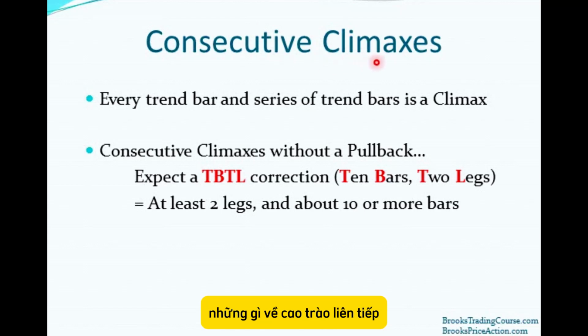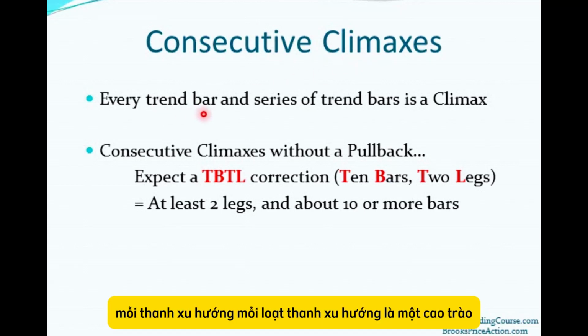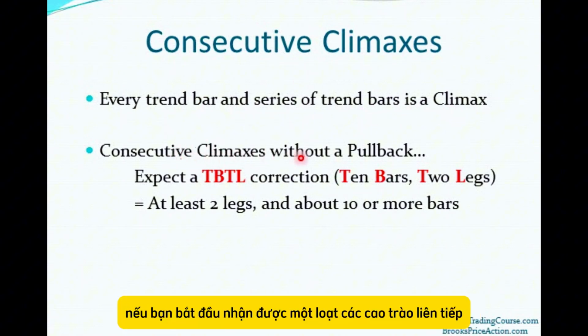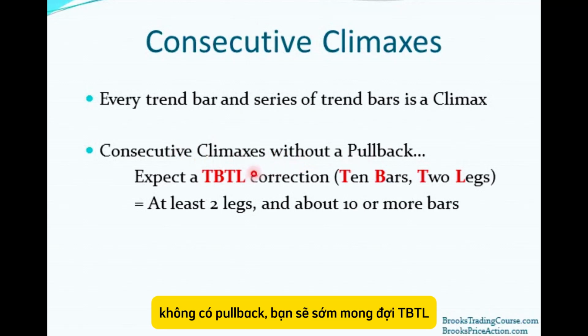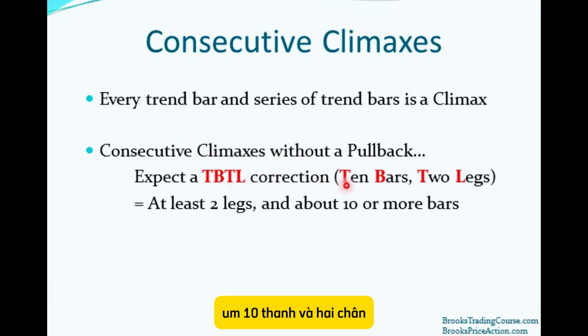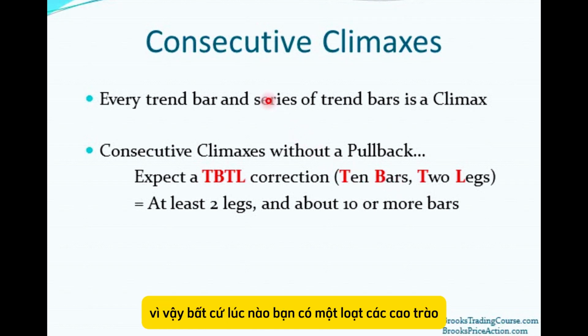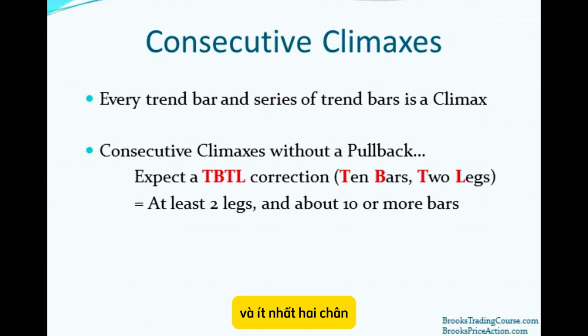What about consecutive climaxes? I mentioned that a moment ago. Every trend bar, every series of trend bars is a climax. If you start to get a series of consecutive climaxes without a pullback, you should soon expect TBTL, 10 bars and 2 legs. It's not always exactly a 10 bar correction, but at a minimum there should be 2 legs. It might be 3 or 4 legs. It might be a reversal, and that pullback should have at least 10 bars. So anytime you have a series of climaxes, you have to start looking for a correction, and the correction probably will have at least 10 bars and at least 2 legs.